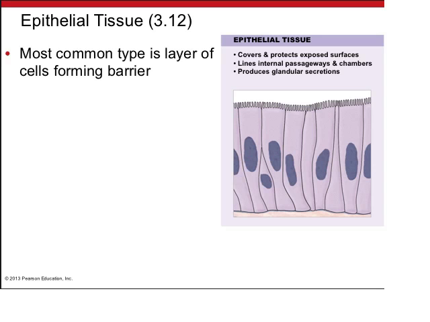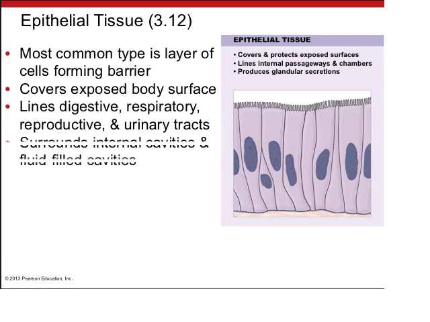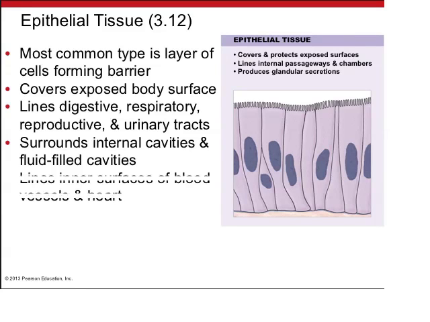So the most common type is the type that forms barriers. It covers exposed body surfaces. It lines the GI, respiratory, reproductive, and urinary tract. It surrounds internal cavities and fluid-filled cavities. It lines the inner surfaces of blood vessels. And why is it so good at doing this? Because the cell connections are very tight between this tissue type.